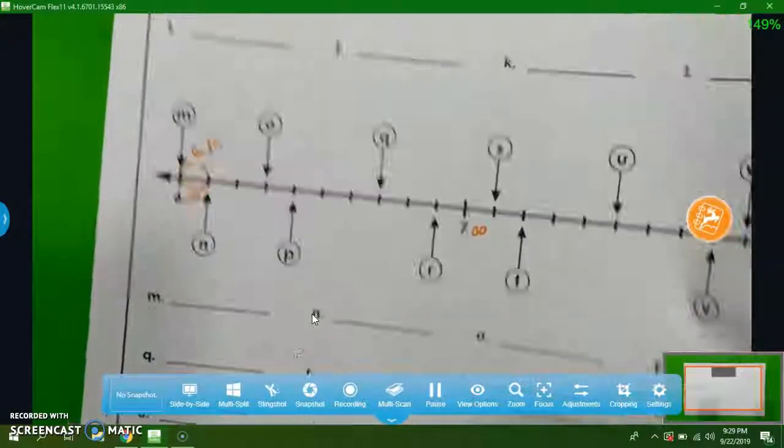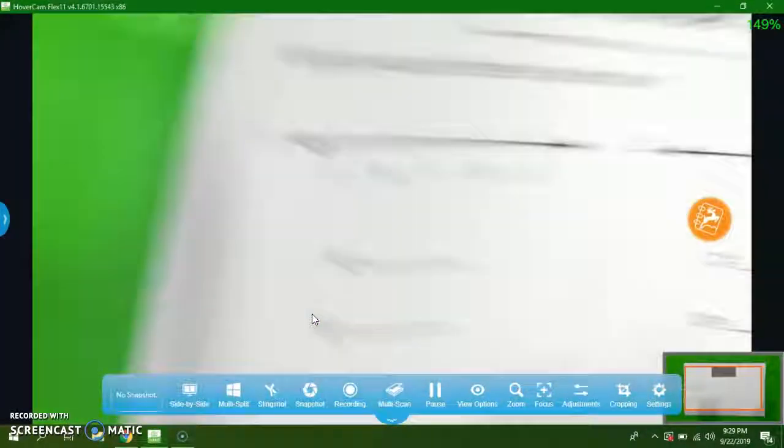Let's take a look at a different type of decimal number line. Let's look at this one.